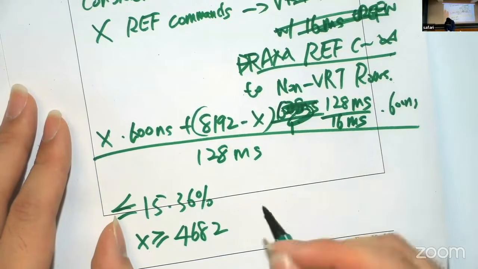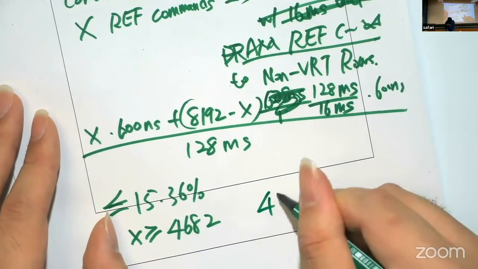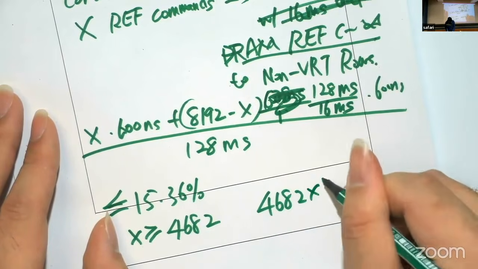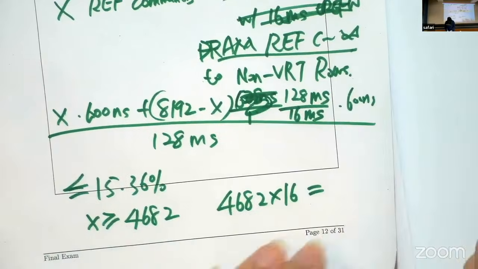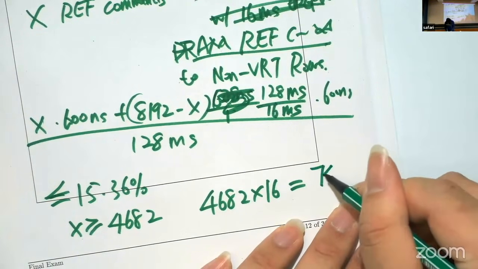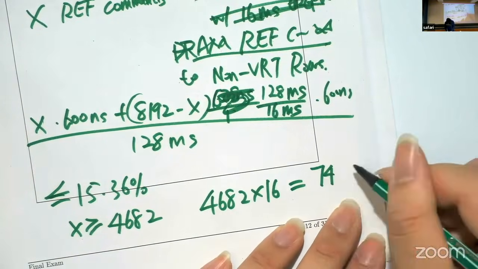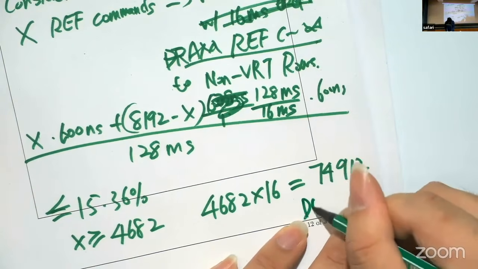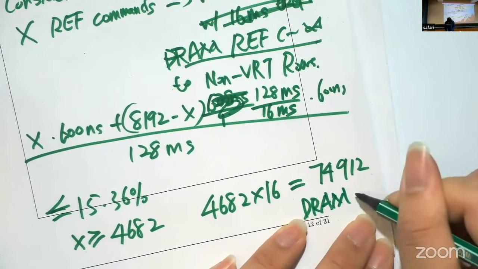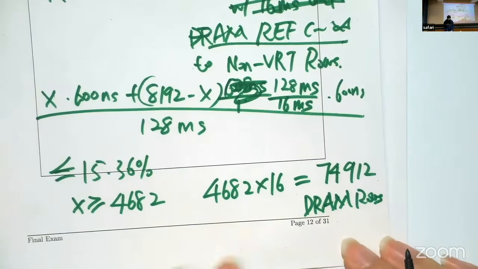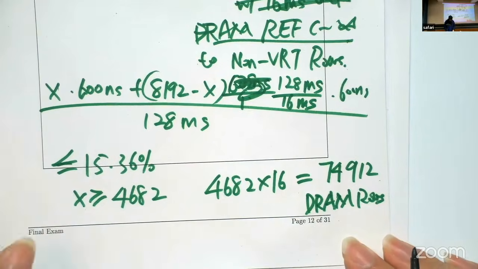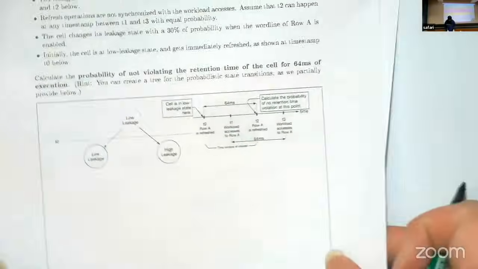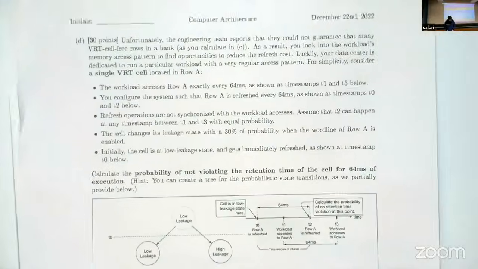And because one refresh command refreshes 16 DRAM rows, we know that at least 74,912 DRAM rows must be without VRT cells. Yeah, I hope this is clear. So, next.